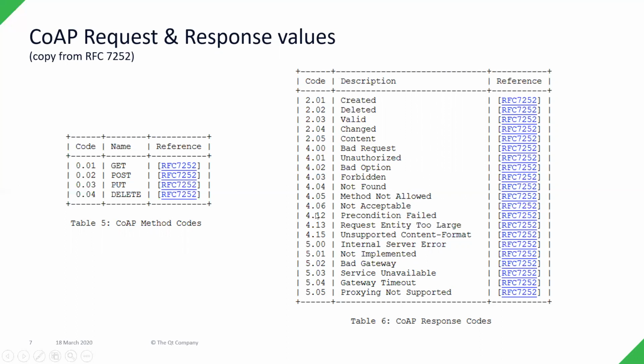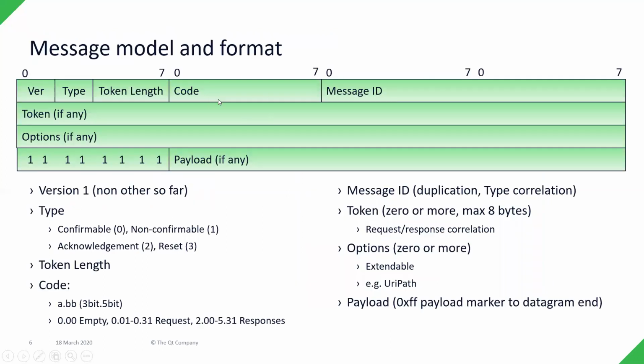But all the other ones you probably are familiar with as well from HTTP. So that's what's encoded in the code section, and then there's a message ID, and the message ID is essentially supporting the type. If you make a confirmable request, then you get either an acknowledgement or reset. In order to match the request to the response, the message ID is used. That's basically the type matching.